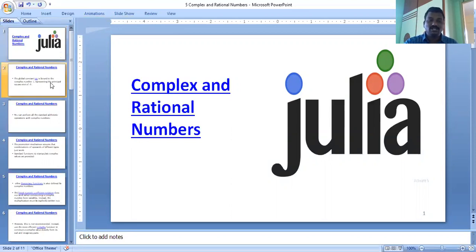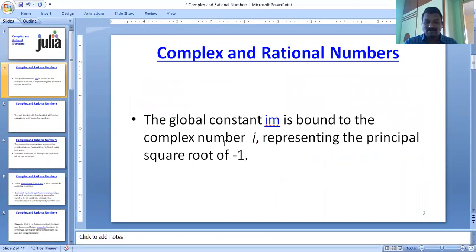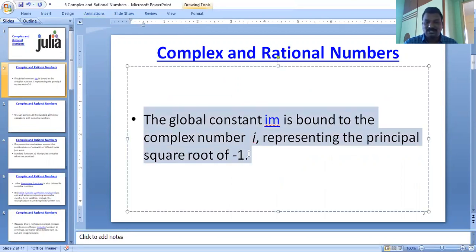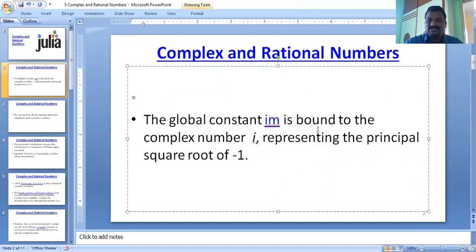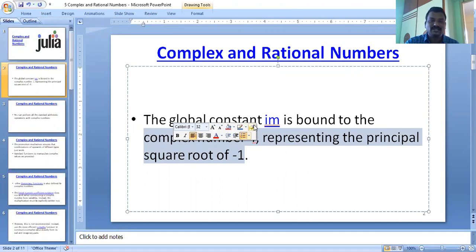But in Julia, the imaginary unit is a global constant. Here it is im. That means 1 plus 2im, or a plus b im. Here im is bound to the complex number i, representing the principal square root of minus 1. That value always represents the principal square root.